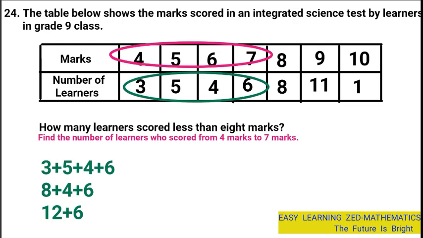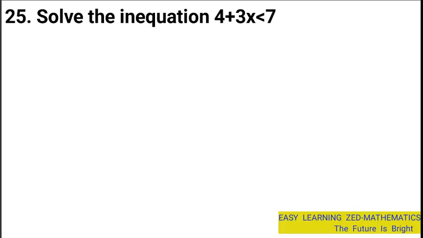Now let's go to question number 25. Question 25 was as follows. Solve the inequality 4 plus 3x is less than 7. What I'm going to do is write it down here, which is 4 plus 3x is less than 7.